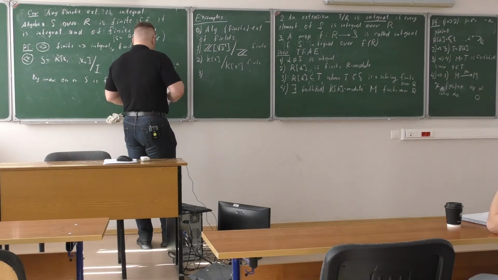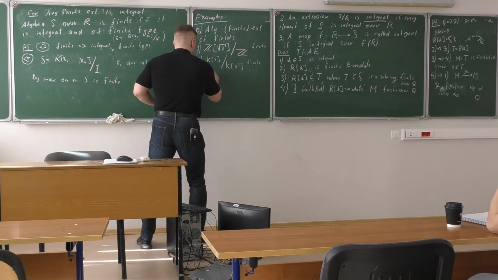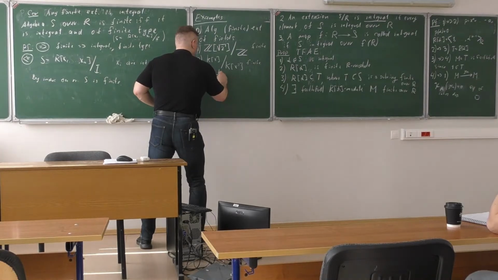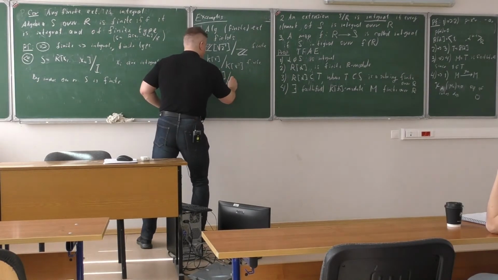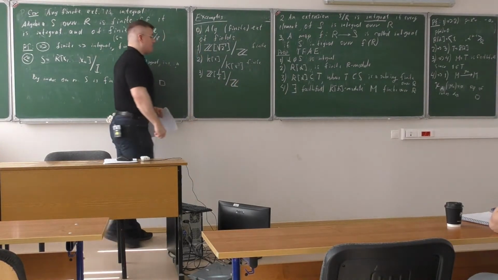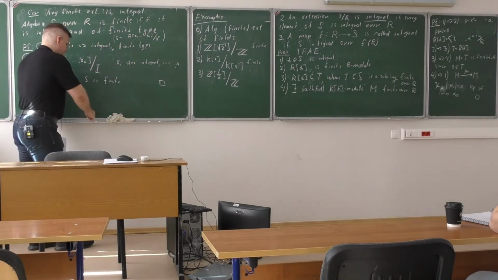Example 3. How about we consider Z, I adjoin 1/2 and consider this as an extension of Z. Is this an integral extension?